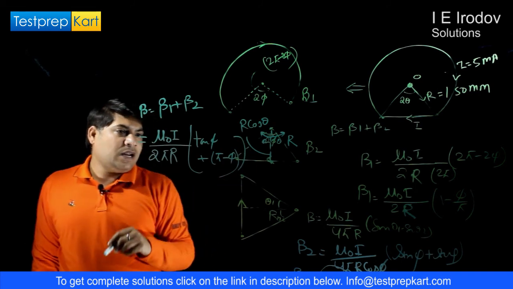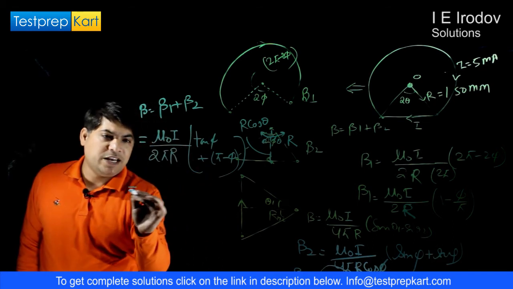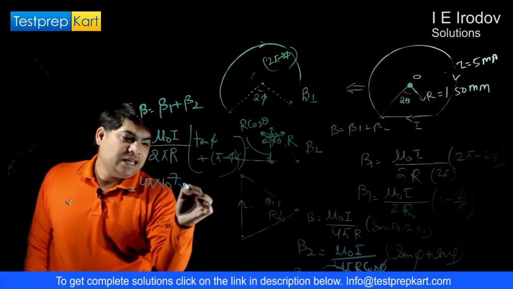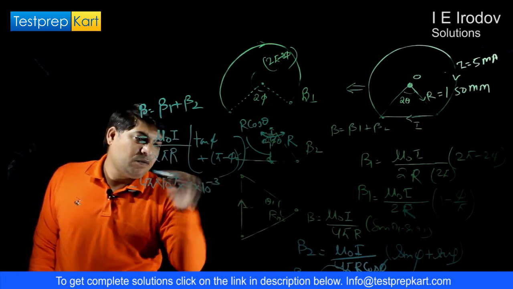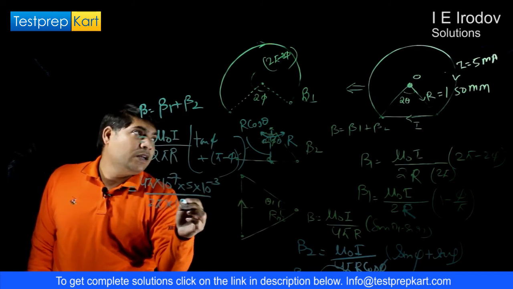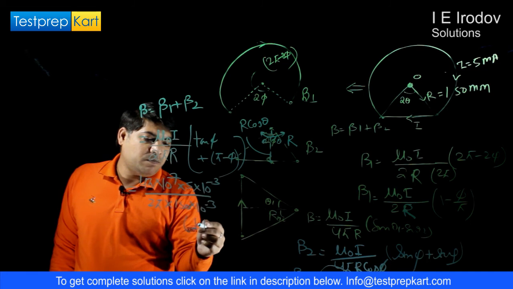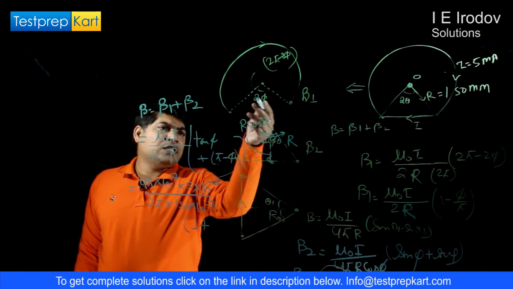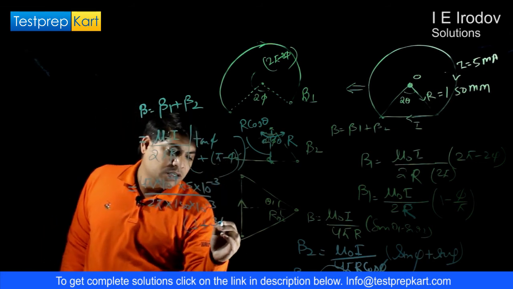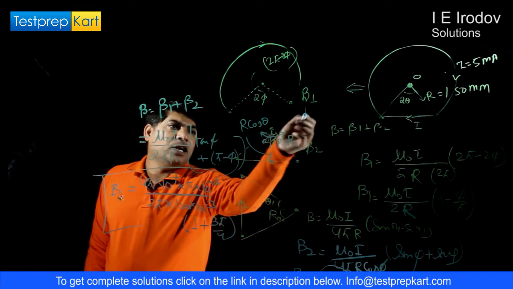Now if we want, we can substitute their respective values: mu naught is 4 pi into 10 to the power minus 7, I is 5 milliampere, so 10 to the power minus 3, over 2 pi, R is 150 into 10 to the power minus 3, and tan 45 is 1, plus pi minus pi by 4, so this is 3 pi by 4. So this is the resultant magnetic field induced by this segment.